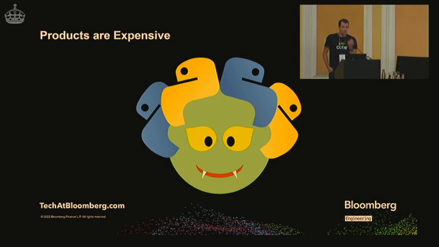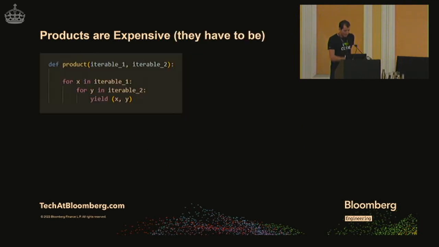If anyone has a suggestion for the name for this kind of Python Medusa, please let me know. I haven't come up with one yet. So why does product do this? It kind of has to.